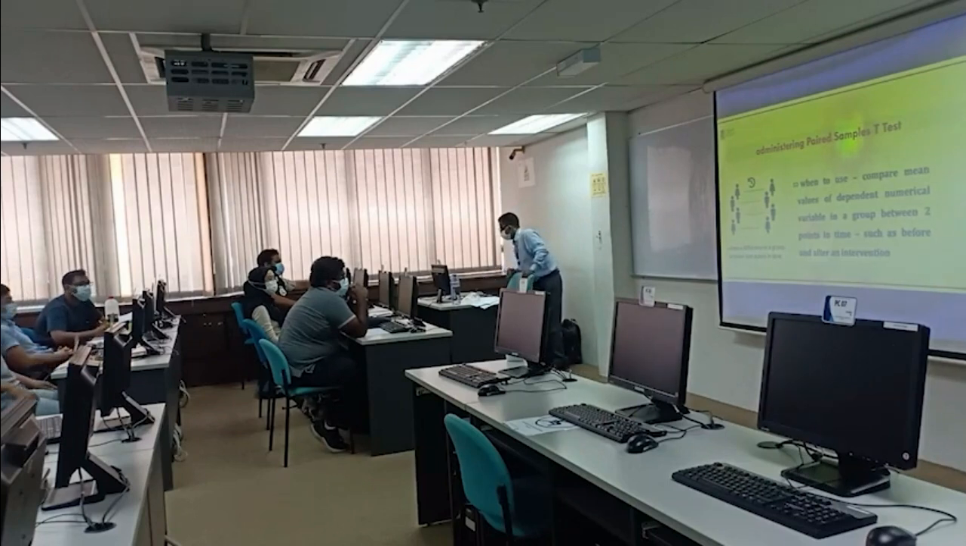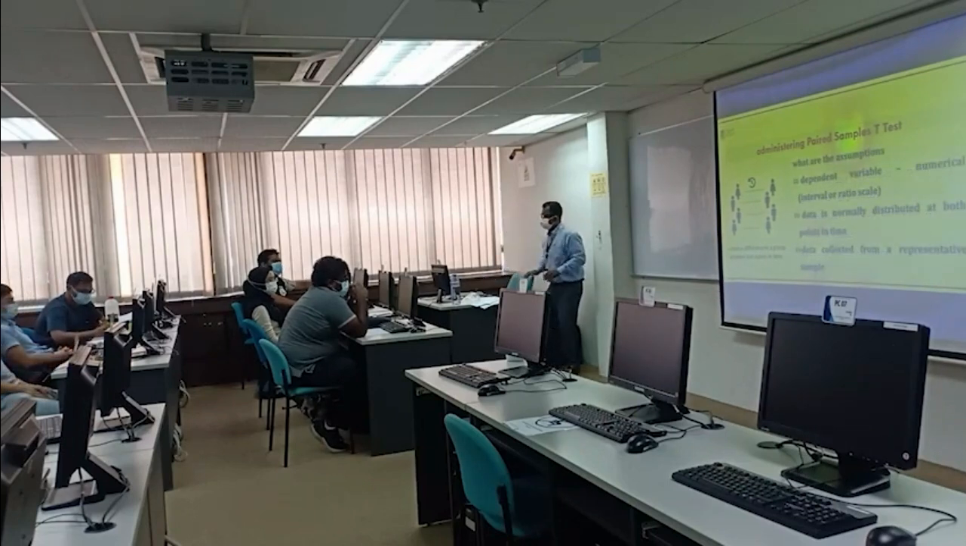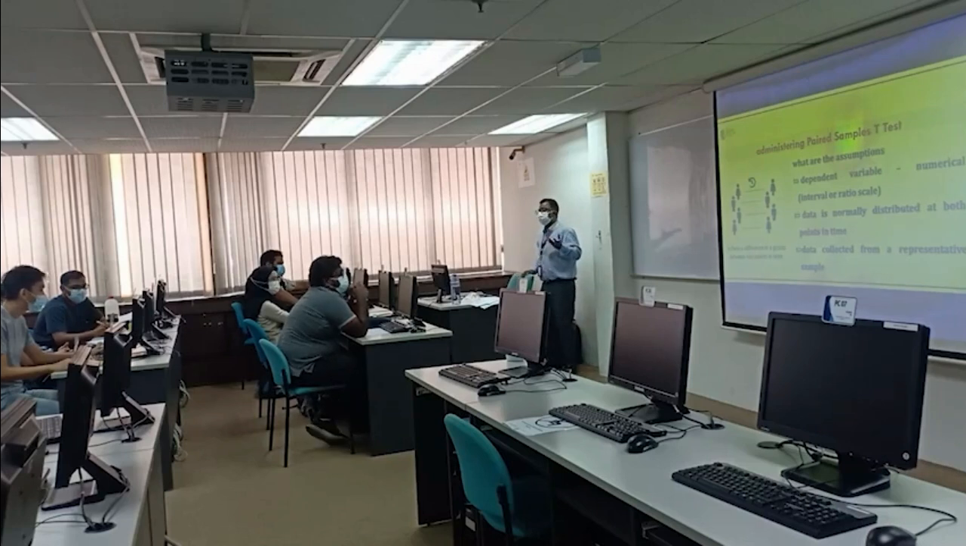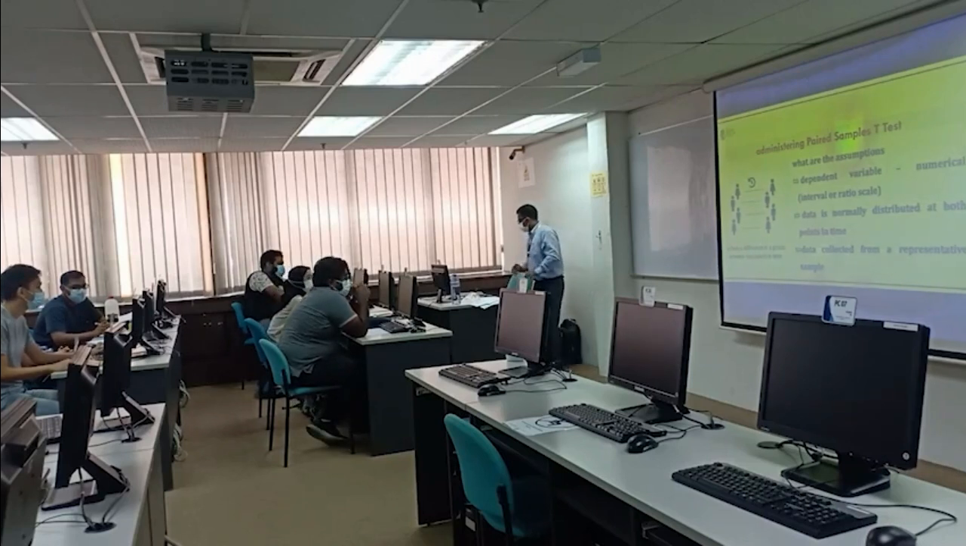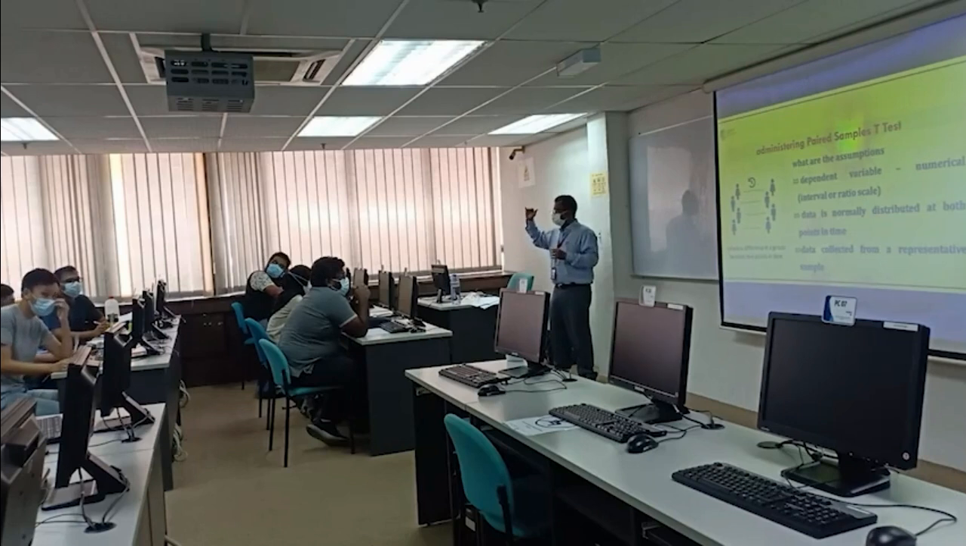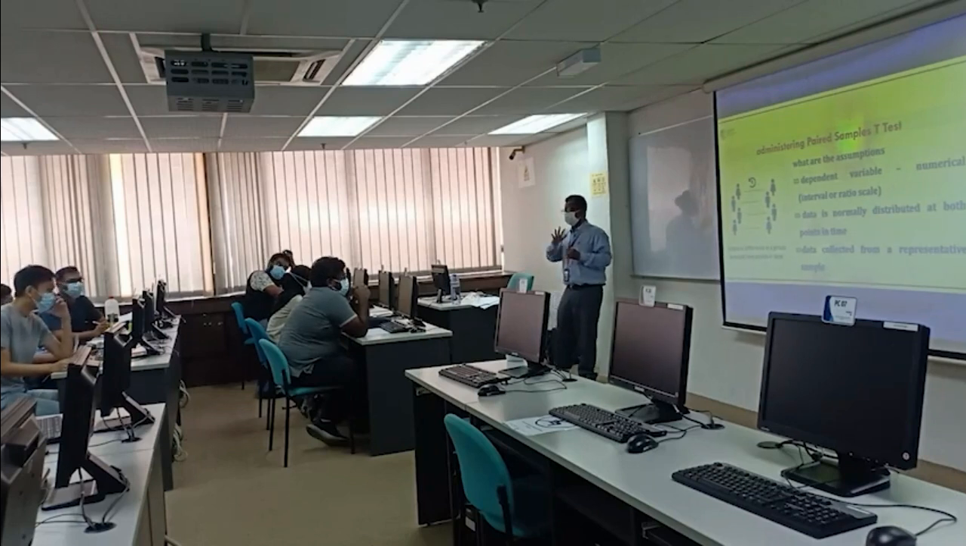So, what are the assumptions? Same. Dependent variable should be a numerical variable. And what type of numerical variable? Interval or ratio scale. Understood? And the data should be normally distributed in both groups. That's one thing. Okay. Normally distributed and data collected from a representative sample. So make sure that you are collecting a representative sample, not a biased sample. Understood?